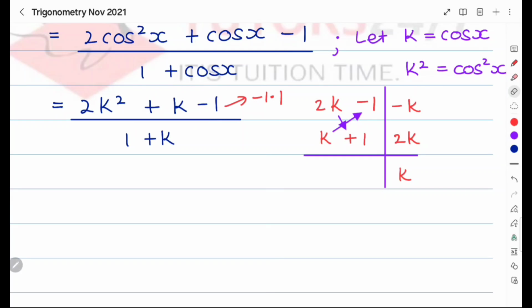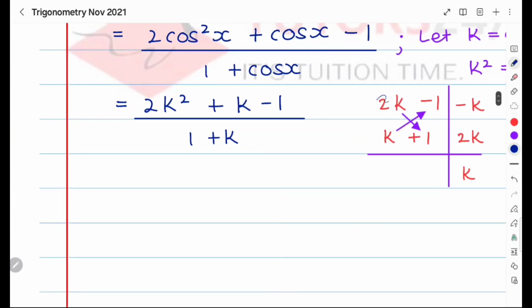Keep in mind, this is not the only way to factorize a trinomial. This is just the method that I prefer. You can use whichever method you are comfortable with. So from here, our brackets are going to be 2k minus 1 and k plus 1.